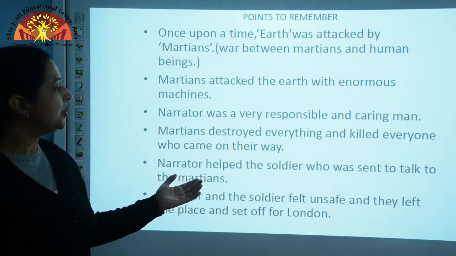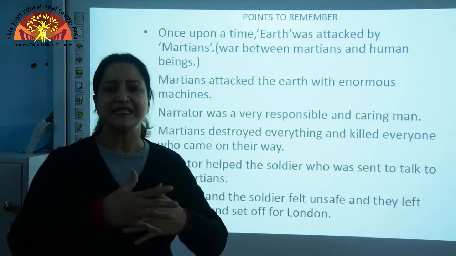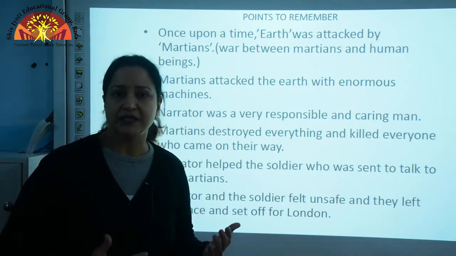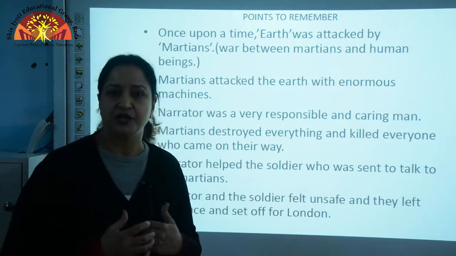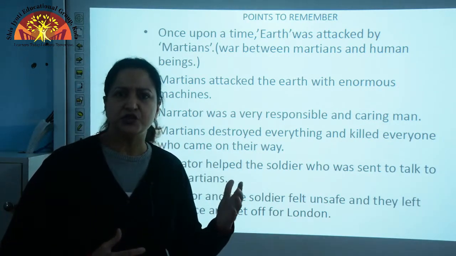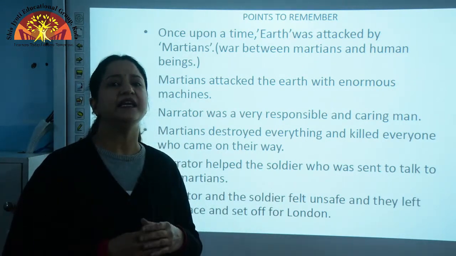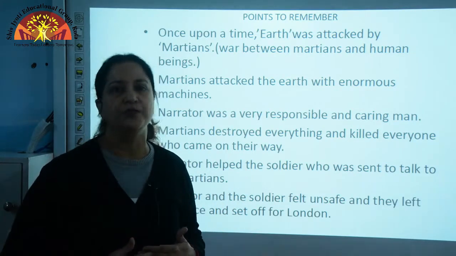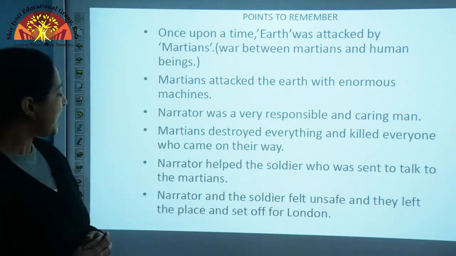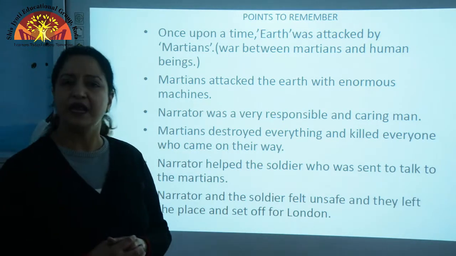The narrator helped the soldier who was sent to talk to the Martians. What happened when all these things were happening? One soldier came to the narrator's house to take shelter, to save himself from the Martians. When the narrator saw the soldier in the garden, he asked him to come inside the home so they both could be saved from those aliens. Narrator and the soldier felt unsafe and they left the place and set off for London.